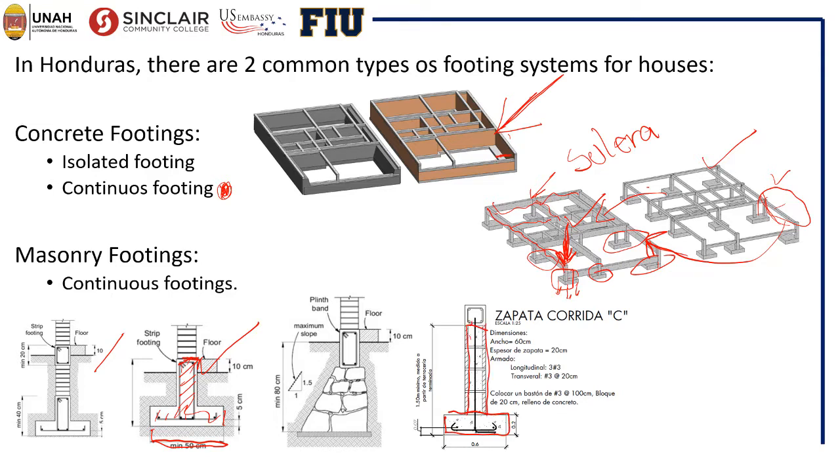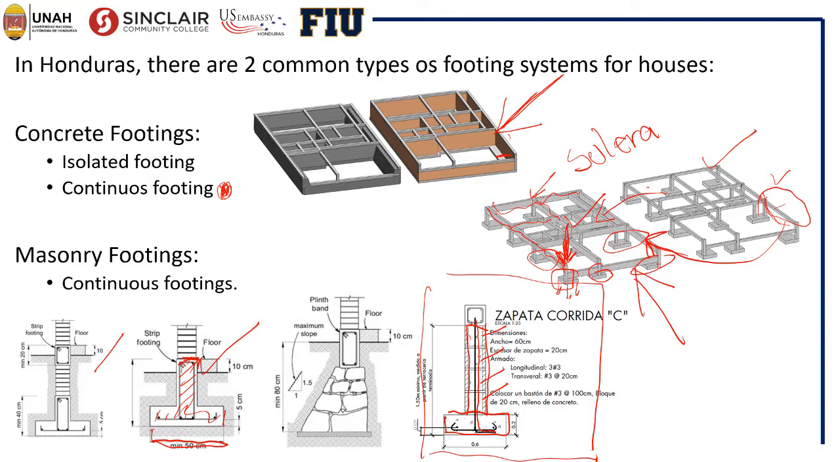then we gain height by building masonry blocks. These masonry blocks are filled with concrete, and in each partition of the block we have a rebar steel, and at the bottom of the pad we also have rebar steel. In a couple of minutes I'm going to explain why this rebar steel is there. This is the most common one in Honduras, as well as this one.